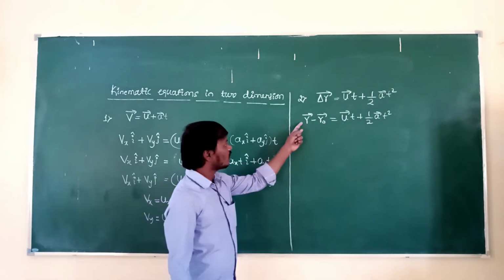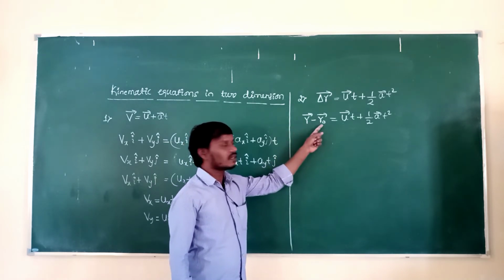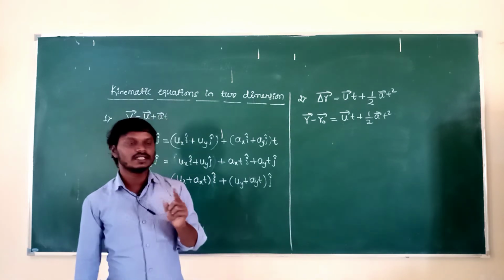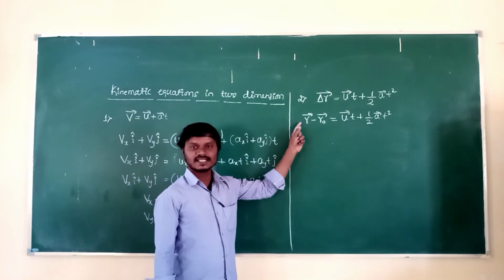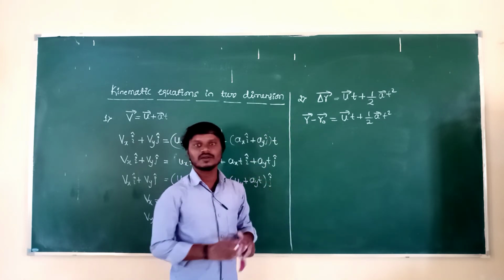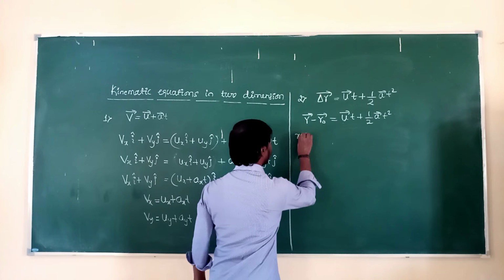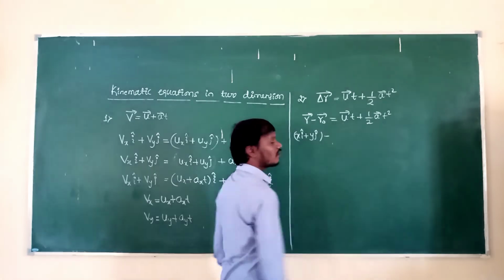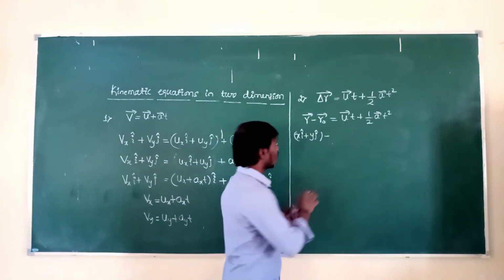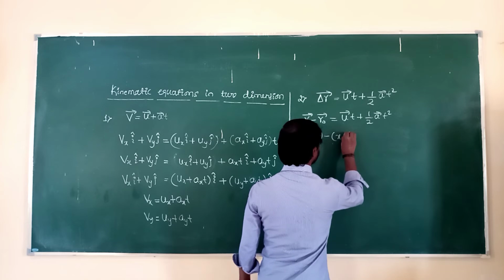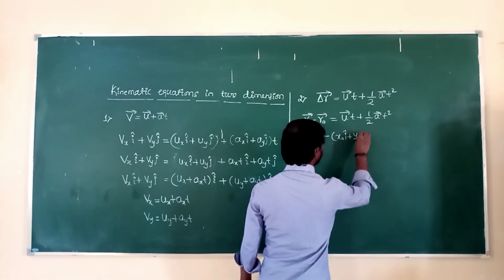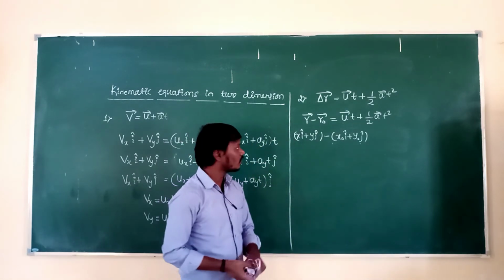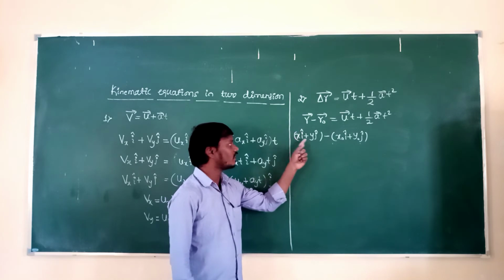Then what are the components of r and what are the components of r naught? The components of r are x and y. So it is the position of the object along the x-axis and also the position of the object along the y-axis. I will write xi plus yj, minus r naught. How do we write r naught? x naught i plus y naught j. R naught can be resolved into two components, x naught and y naught. R can be resolved into two components, x and y.